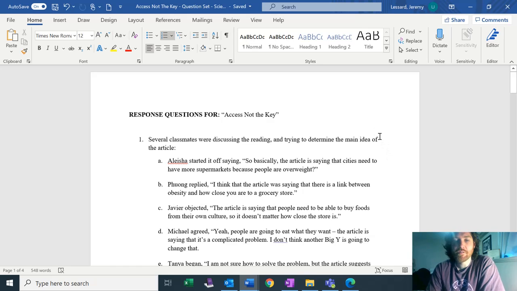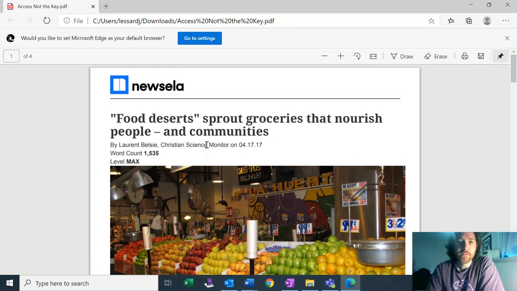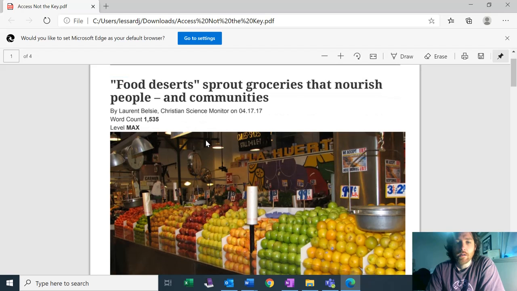Hi folks, this is Mr. Lessard showing you a little bit of information about your assignment called Access Not the Key, which is a question set that goes along with a Newsy LA article that looks something like this.